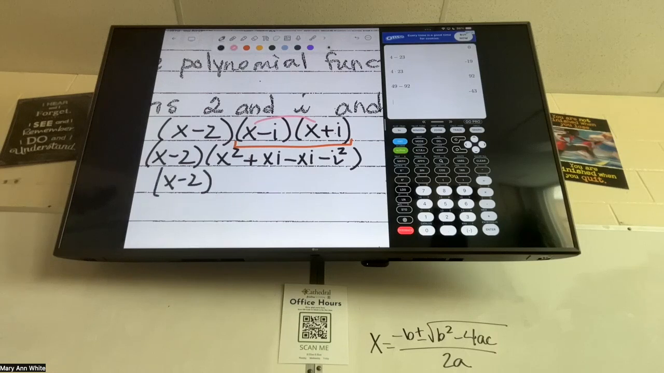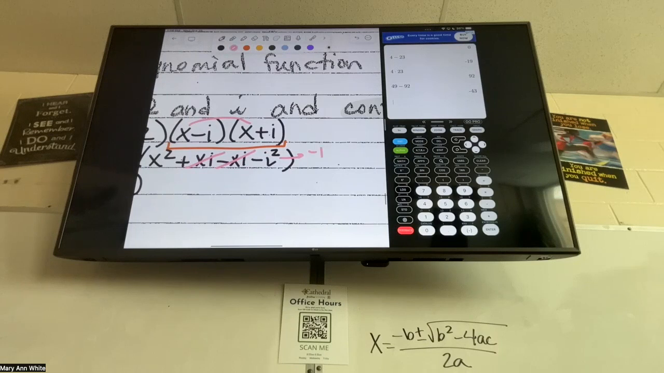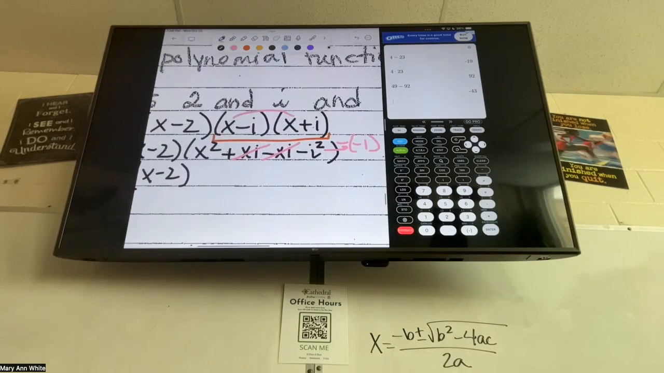But we also have a negative. Good, yes. So if i squared is negative 1, but we're doing negative of a negative, that means it's going to become plus 1. So that was really messy, but it breaks down to just x squared plus 1.